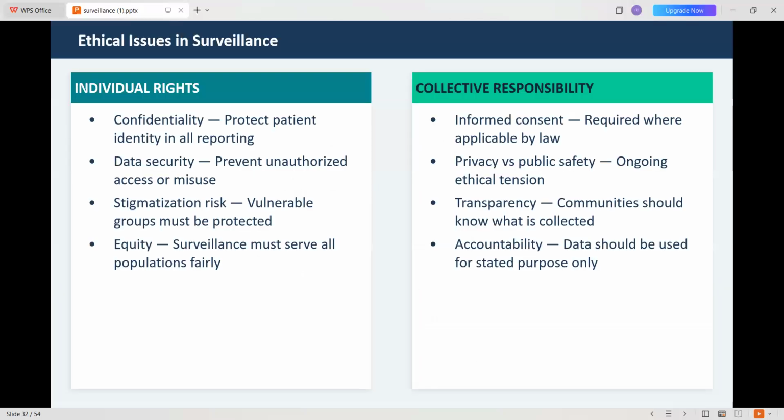Next are the ethical issues in surveillance. Individual rights: confidentiality, protecting patient identity in all reporting; data security, preventing unauthorized access or misuse; stigmatization risk and equity, as surveillance must serve all populations fairly. Collective responsibility: informed consent required where applicable by law. Privacy versus public safety. Transparency: the community should know what is collected. Accountability: data should be used for the stated purpose only.